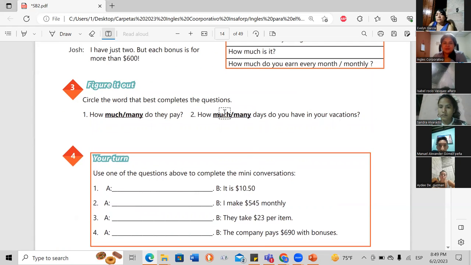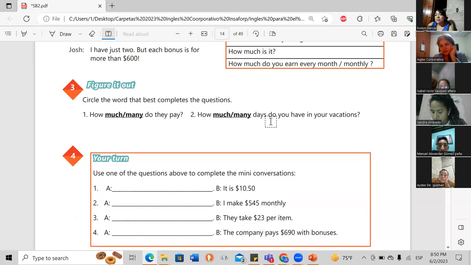Circle the word the best complete equations. How much and how many do they pay? How much or how many days do you have in your vacations? Aquí sería cuál, la uno. How much do they pay, right? What do they pay? And here? How many days?